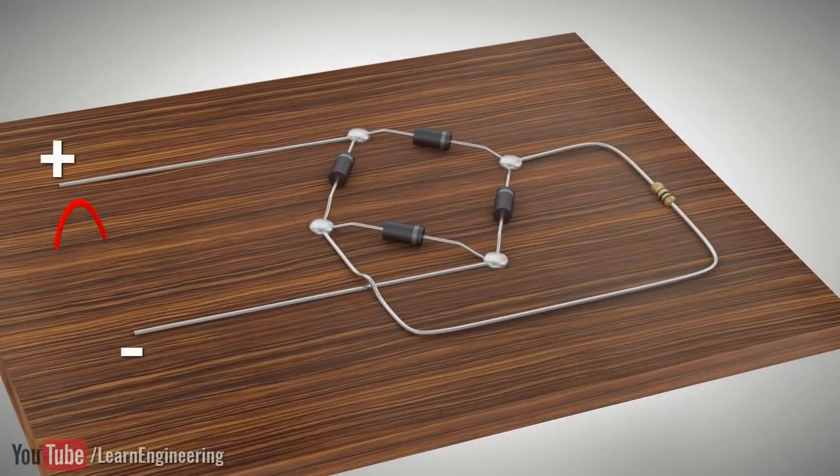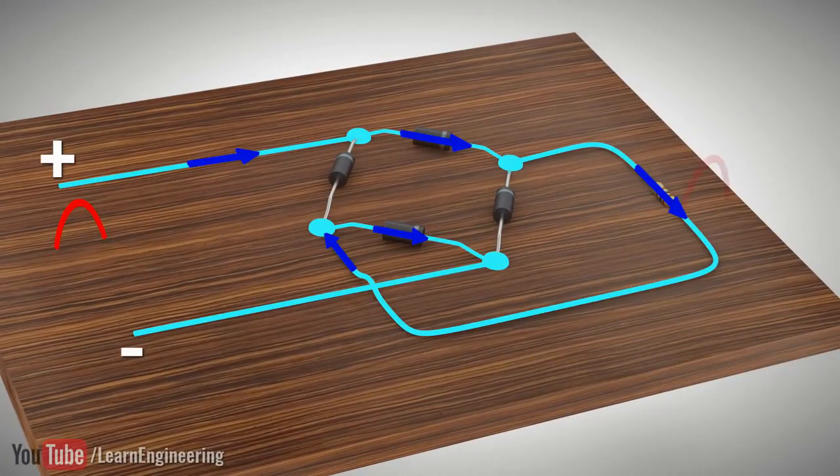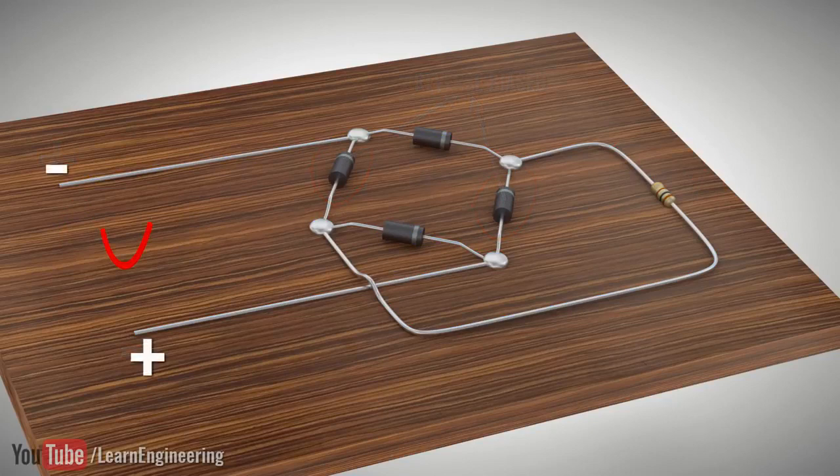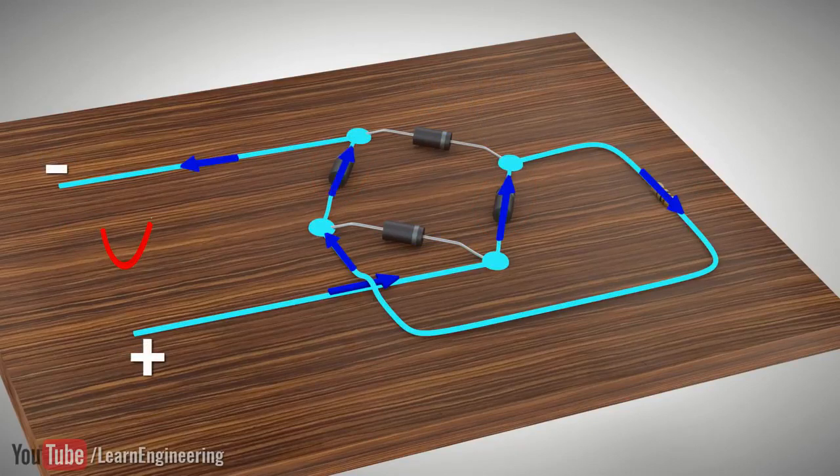During the positive half, the circuit will conduct as shown. The other two diodes will be in a reverse biased state. During the negative half, the reverse will be the case. So we will get the same current flow direction at the output.